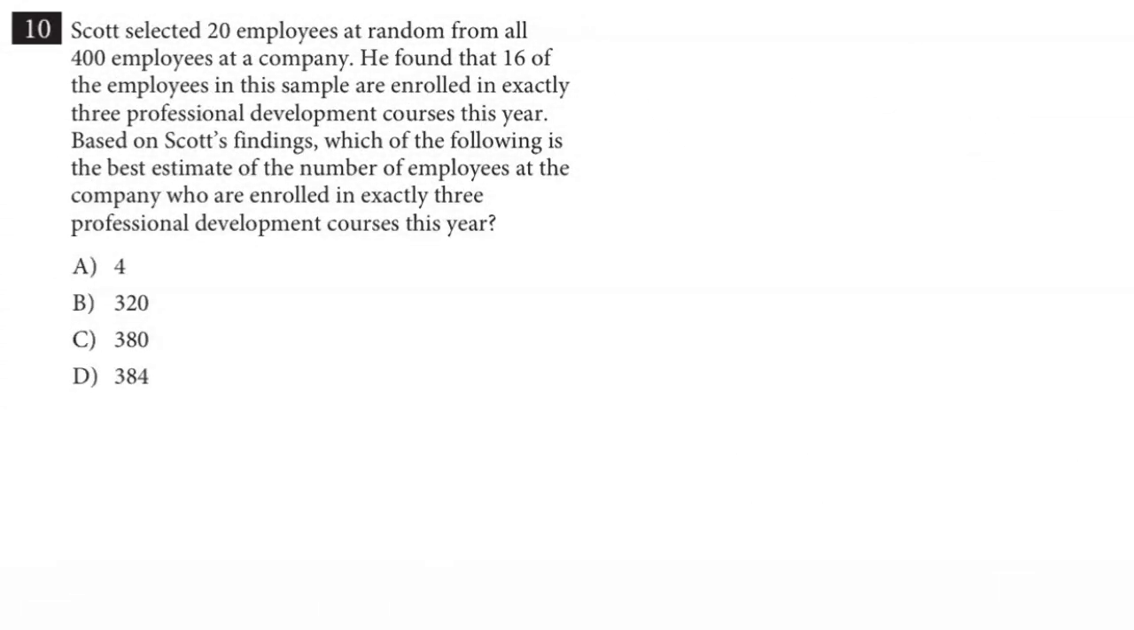Question 10. Scott selected 20 employees at random from the 400 employees at a company. He found that 16 of the employees in the sample are enrolled in exactly 3 professional development courses this year. So 16 employees out of 20 are enrolled. Based on Scott's finding, which of the following is the best estimate of the number of employees at the company who are enrolled in exactly 3 professional development courses? So out of these 400, how can you estimate? What exactly is that number?